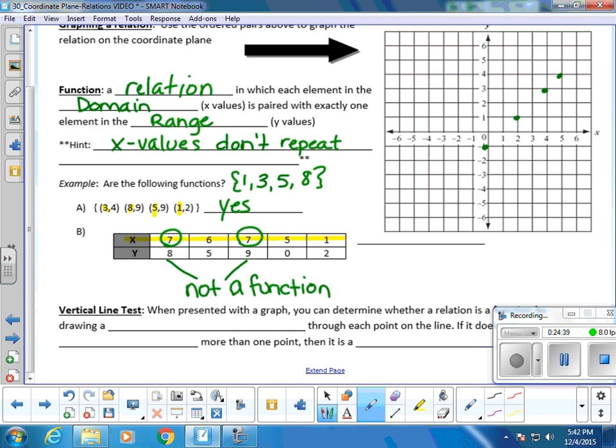So that's like saying I'm wearing my lucky number 7 shirt with my blue jeans and my black sweats. Can't do that. So no, this is not a function. So that's basically all you're looking for. It's very easy.